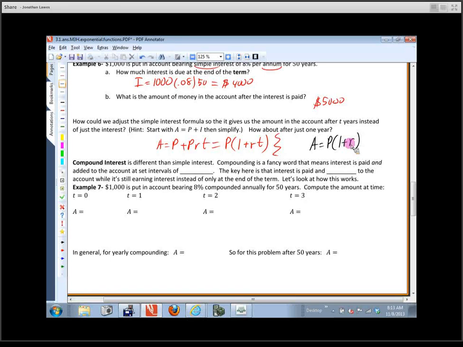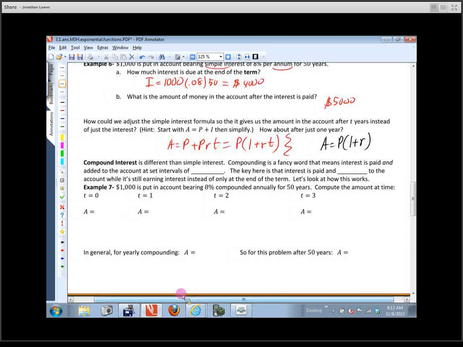Okay? All right. So let's talk about compound interest. Compound interest is very different than simple interest. Simple interest, just like it says, is very simple. The calculations for compound interest are slightly more difficult, but they are well worth it. So let's take a look. Compounding is a fancy word that means interest is paid and added to the account at set intervals of time. So every so often they're going to say, hey, they've had that $1,000 in our bank for a year. We ought to pay them a little bit of interest. So they put that money in there. And then after year two, they say, that's sitting in there. We ought to pay them their interest. They put it in there.